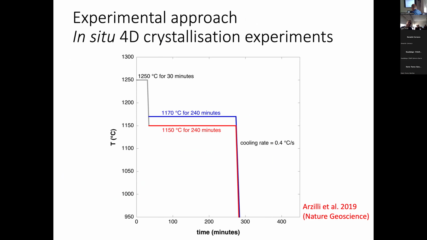So I want to introduce you to this experiment here at 1150 degrees Celsius. We started at 1250 degrees Celsius for half an hour, then we decreased the temperature, and then we kept 1150 degrees Celsius for 4 hours, and then we decreased the temperature at 0.4 degrees Celsius per minute. What I'm going to show you now is what is happening here during these 4 hours through this video. The video is very fast, but the duration is 4 hours. Okay?